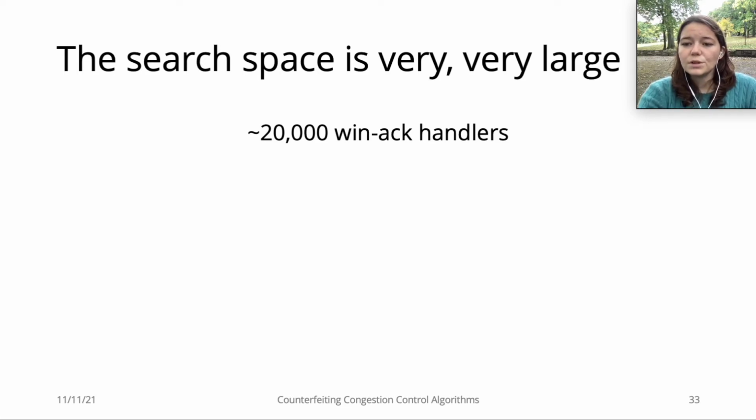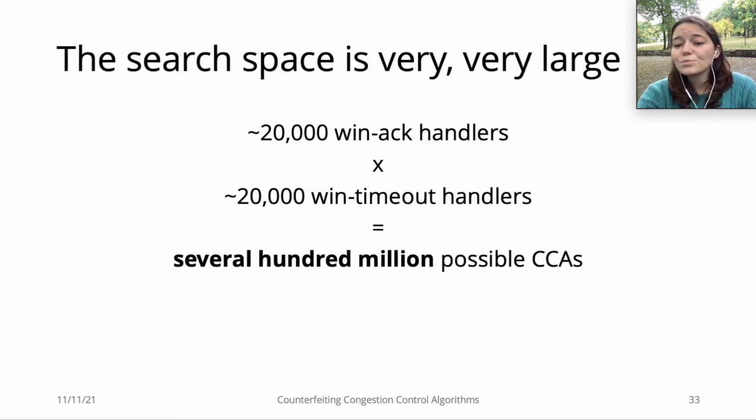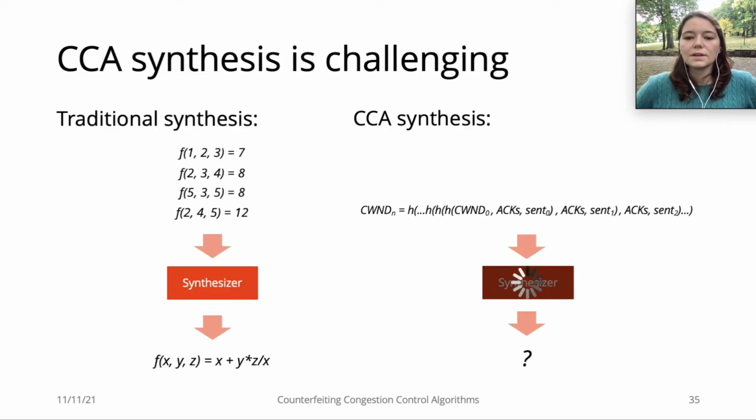Even our very simple language, just expressive enough to synthesize Reno, allows for approximately 20,000 WinAC handlers, which when combined with 20,000 win timeout handlers would result in several 100 million possible CCAs. So even if each solver call just takes 1 second, this naive approach could take over 15 years to produce a CCA. In summary, CCA synthesis is more complex than the simple example with the F function I showed you in the beginning of this talk.